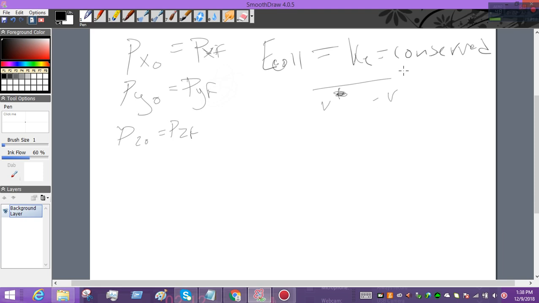If you think about it, the formula for kinetic energy is 1/2 mv squared. Mass isn't changing, the wall doesn't move, and the v stays the same. So therefore, the kinetic energy will be the same before and after.